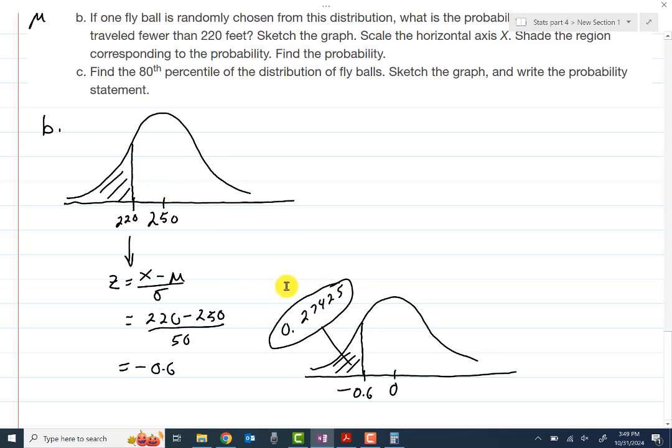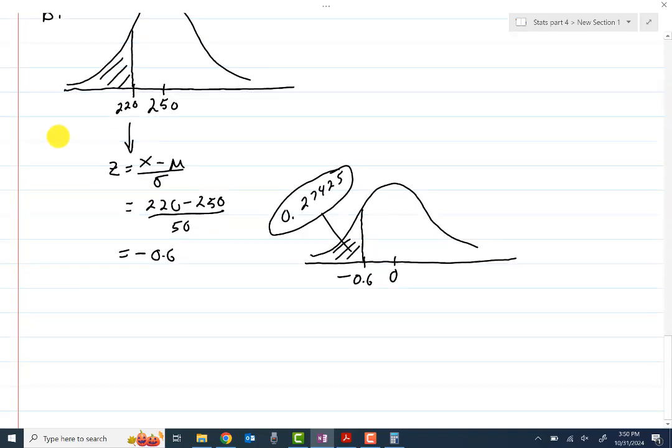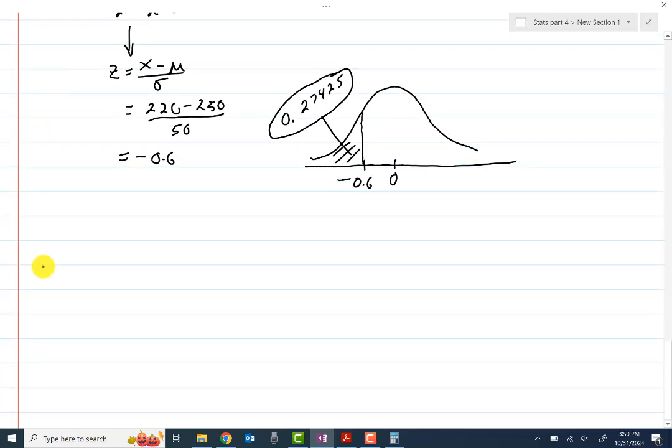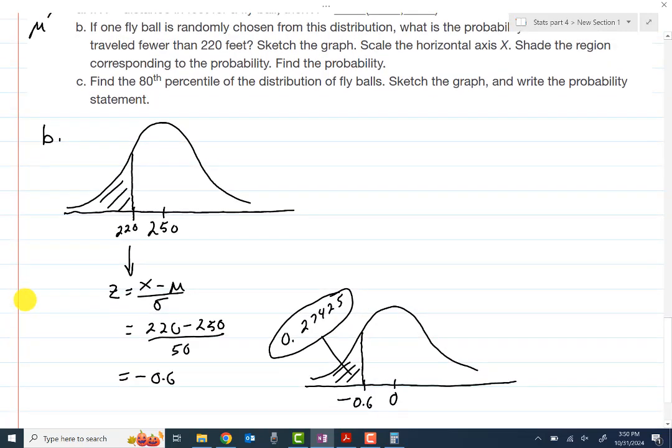A problem like this would probably be worth 10 points. And then the 80th percentile is probably worth 10 points as well. The reason why is you have to do multiple steps. So setting up the picture, doing the z, I'm not sure, these might be 5, but finding the z value based on the area, that's probably going to be worth 10 points because those are harder problems. So in part C, let me copy what they said here.